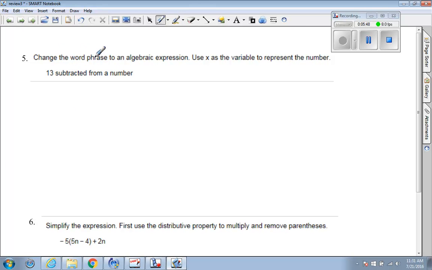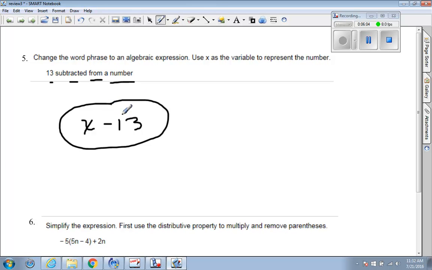Change the word phrase to an algebraic expression and use x as the variable. Okay, how do you say 13 subtracted from a number? Well, by now you're not going to get tricked. Now you know that means x minus 13. So it translates in that way. Do not say 13 minus x. You have to say x minus 13. 13 subtracted from a number translates this way. Okay?